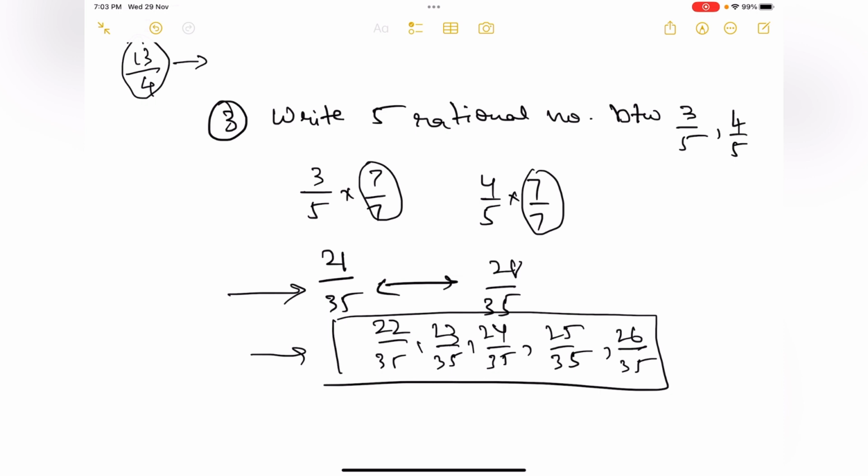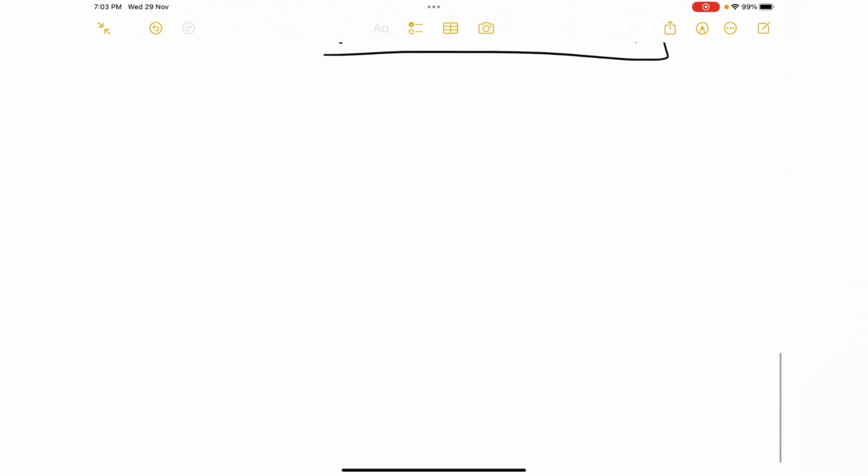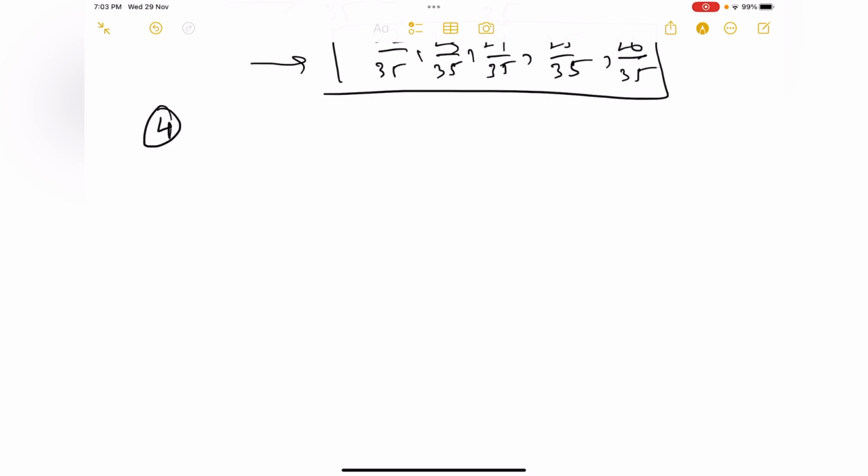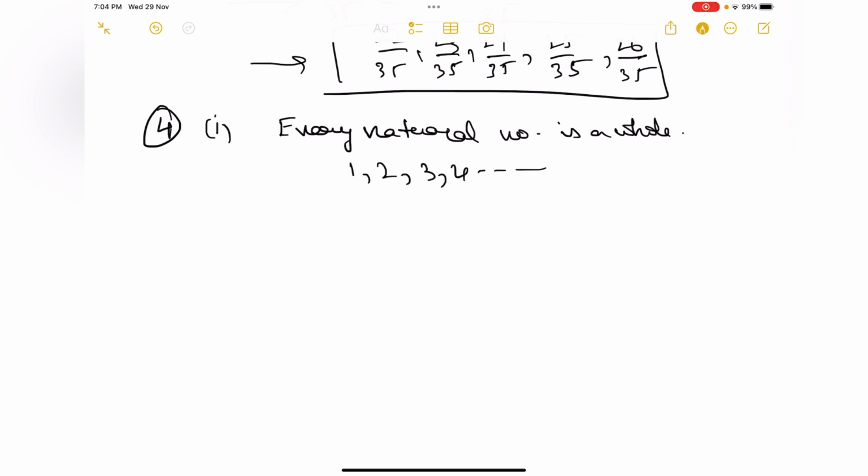Okay, now moving on to the fourth question. The fourth question basically has given some statements, and it is asking us whether they are true or false with proper reasoning, right? So what is the first statement? The first statement is: every natural number is a whole number. Now let us see. What are natural numbers? Natural numbers are positive integers: 1, 2, 3, 4, and so on.